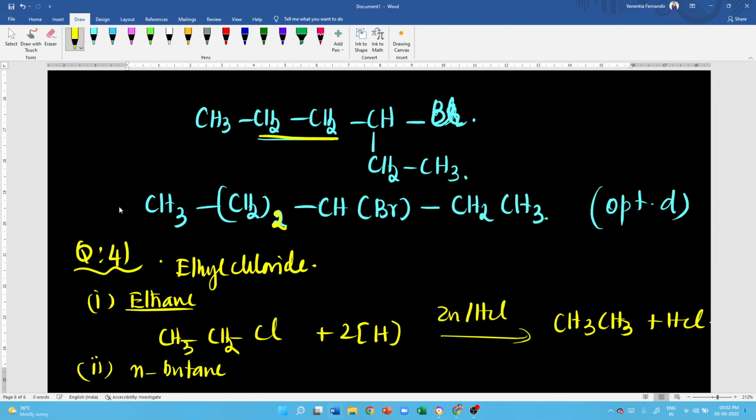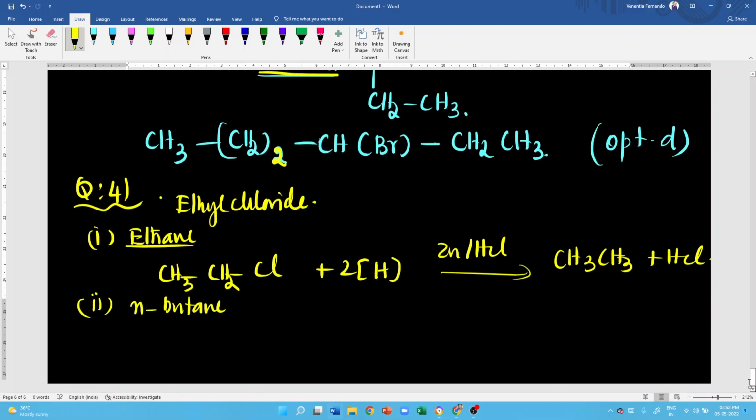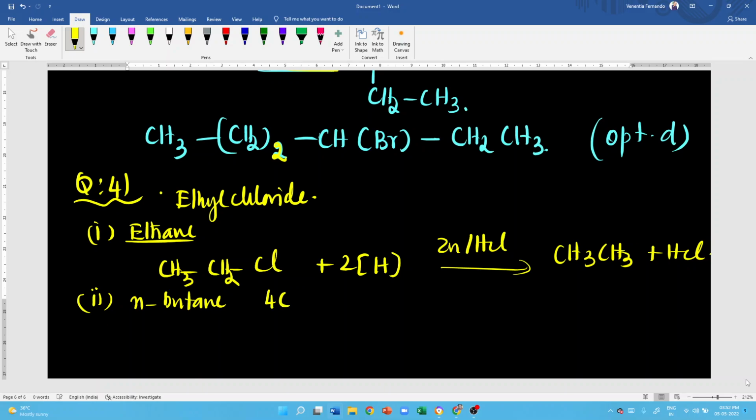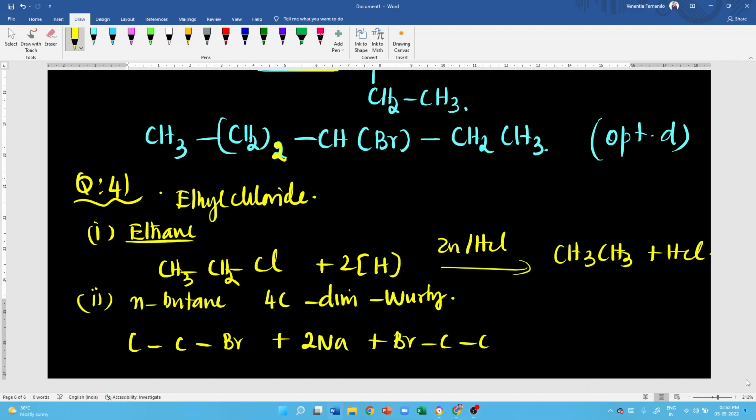For n-butane we have to dimerize. To dimerize, it must have an even number of carbons. How many carbons in butane? 4 carbons. So we must dimerize. The correct process is to halve butane: 4 carbons, half of that is 2 carbons. So I take a 2 carbon halide, I take Br, plus 2Na, in the presence of dry ether. Fill with hydrogens.